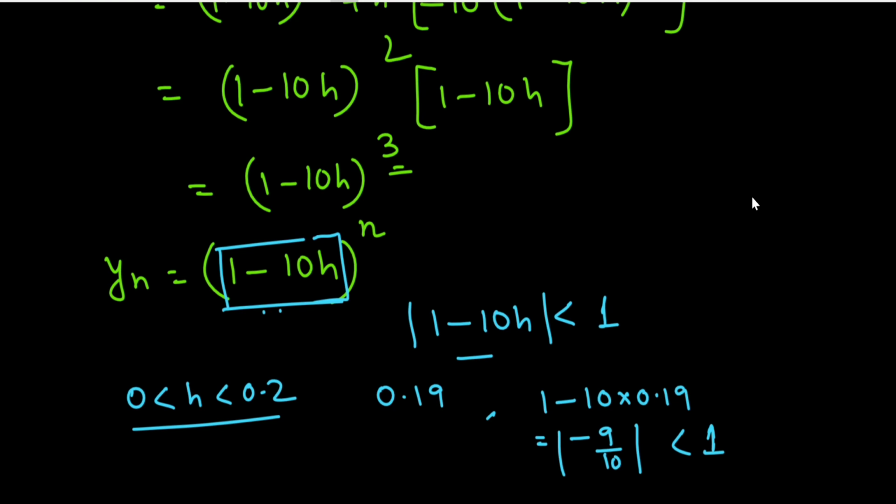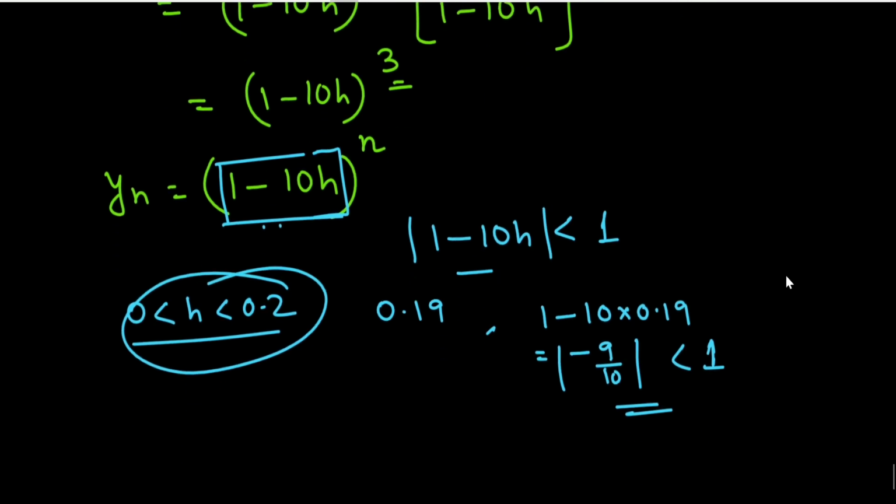Therefore, for this interval, you can check any value in this interval. Also, you can take any value for 0.1. This is equal to 10 into 0.1, which is less equal to 1. So, you can check any value from this interval. For this interval, we get the value less than 1.